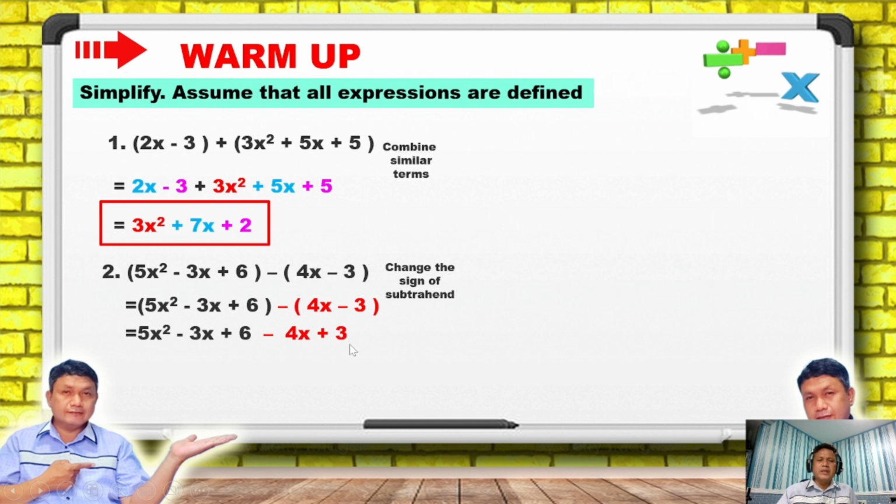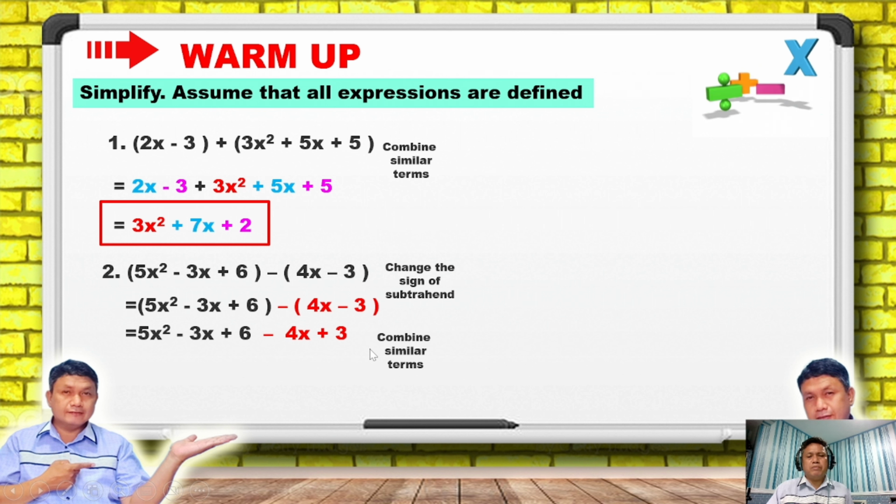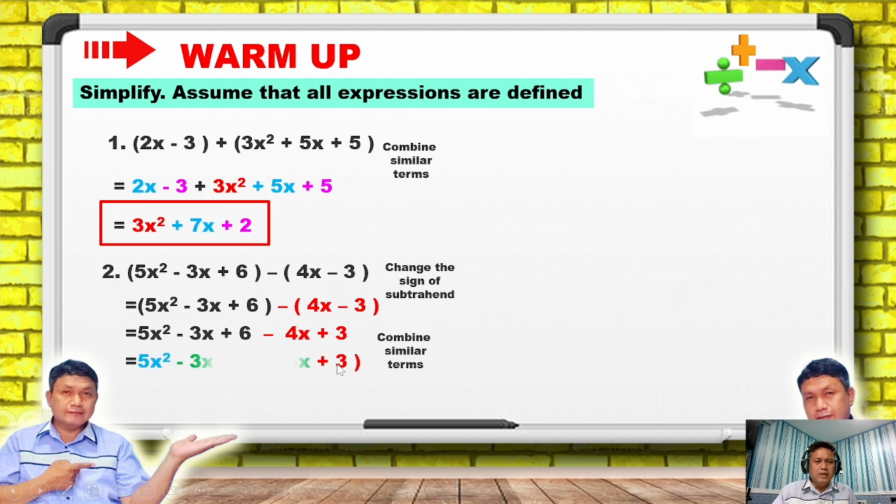Then, after nito, the next rule is combine similar terms. Again, lagyan natin ng kulay para mas makita nyo. So, ayan. Now, kung mapapansin ninyo, ang squared ay iisa lang po. Yung 3x at 4x, negative 3x and negative 4x ay pareha sila. Positive 6 and positive 3 is also the same or similar terms. So, tinatawag kasi silang constant terms.